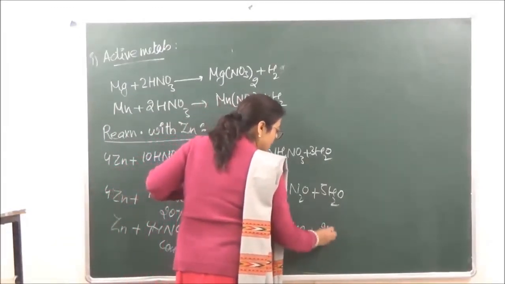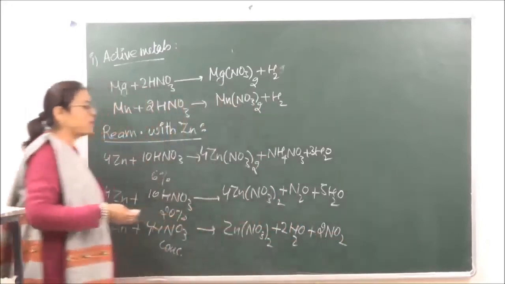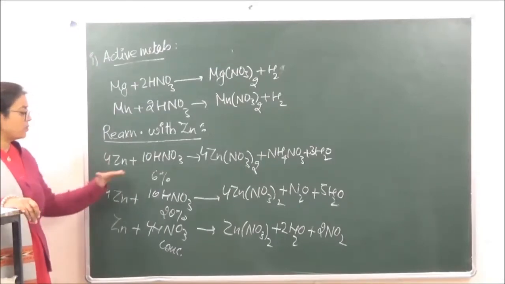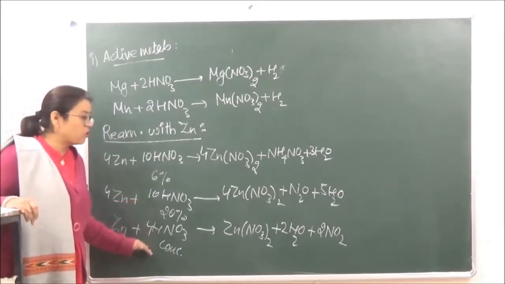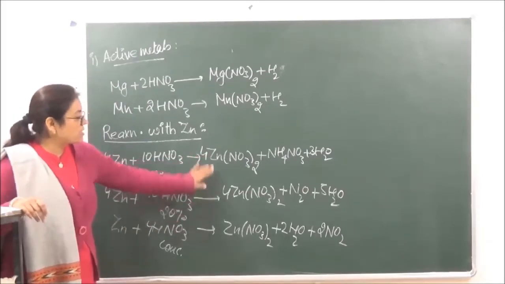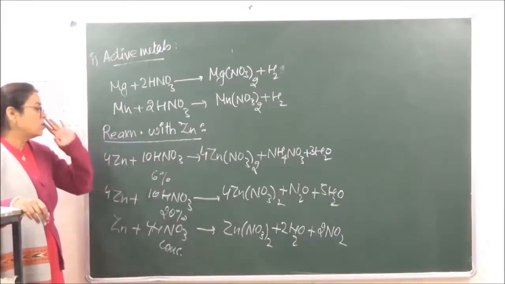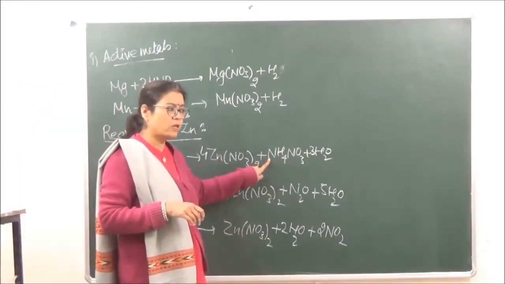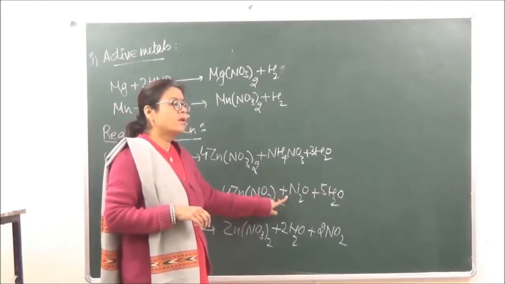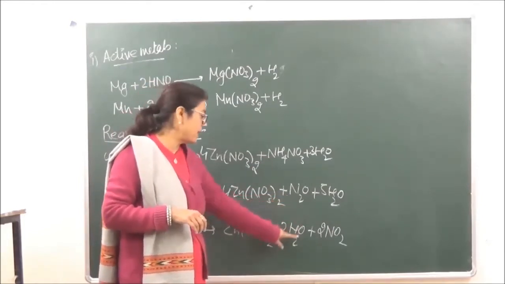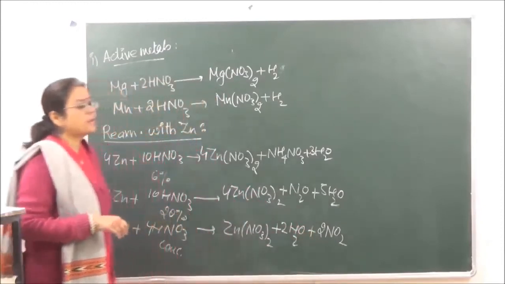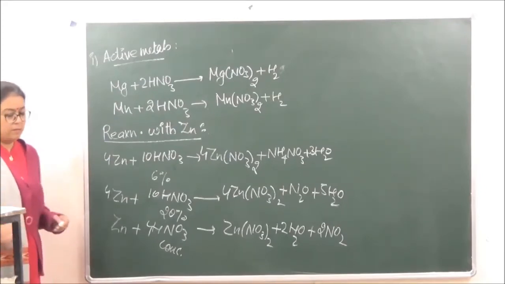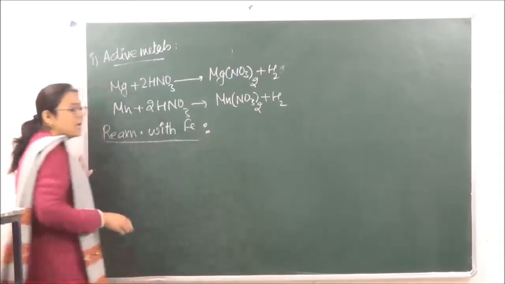The third one is going to be different. We are going to get nitrogen dioxide over here, right? In all three cases, whether you're taking 6%, 20%, or concentrated, we are going to get zinc nitrate and water. The only difference is that with the first, dilute, we get ammonium nitrate, with 20% we get nitrous oxide, and with concentrated we get nitrogen dioxide. Got it? Now next we have reactions with iron, right?